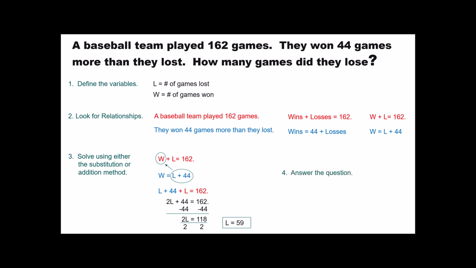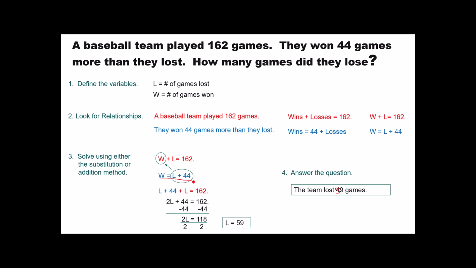Now, once I know that L equals 59, I have to take that and answer the question that was asked. How many games did they lose? The answer to the question is, they lost 49 games. Now actually this is a typo, this should be 59, so I do need to go back and correct that in my slide show. So I'll make sure I take care of that here. They lost 59 games.